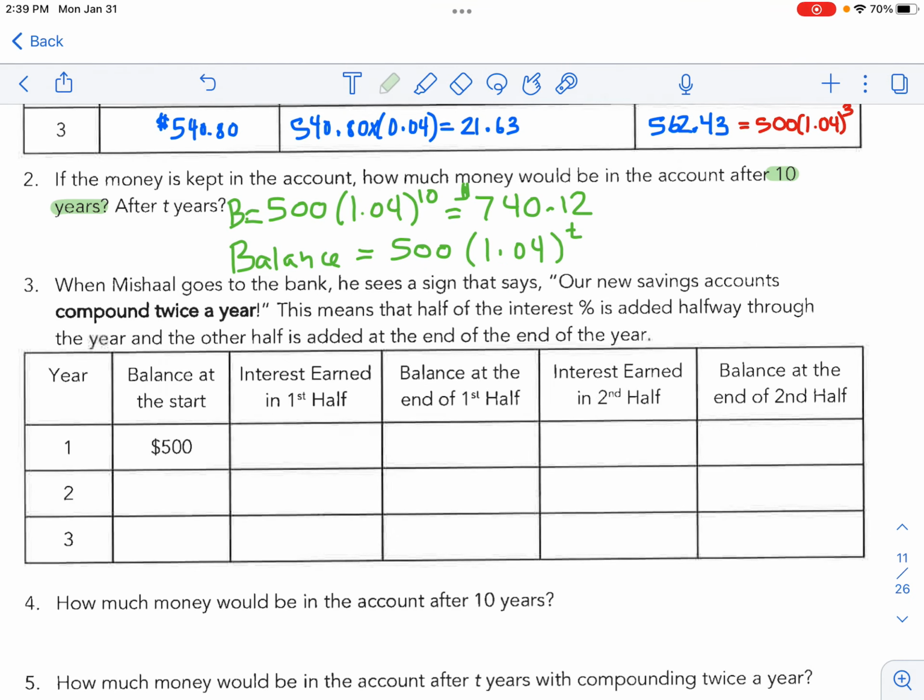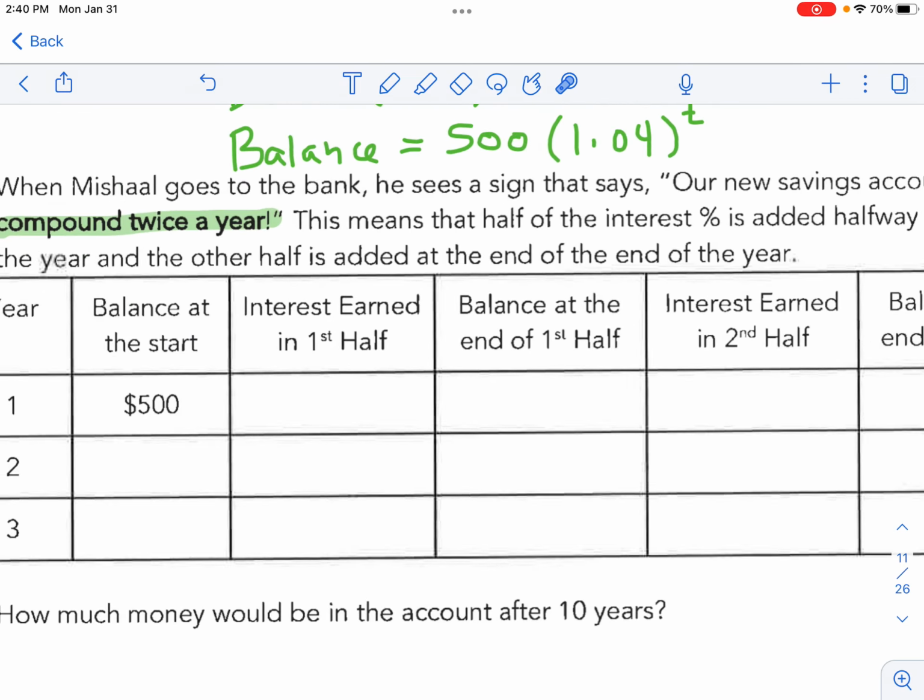So let's make a table for something that is compounded twice a year, so every 6 months, which means we're going to need more columns. We're going to have interest earned in the first 6 months and a balance after that, and then interest on the second 6 months and a balance on that. Let's do that for 3 years, the same duration but more frequent compounding of the interest. We're still going to stick with 4%.